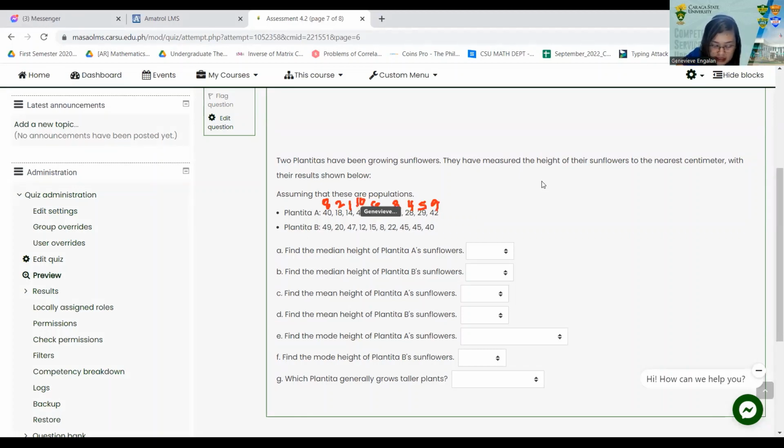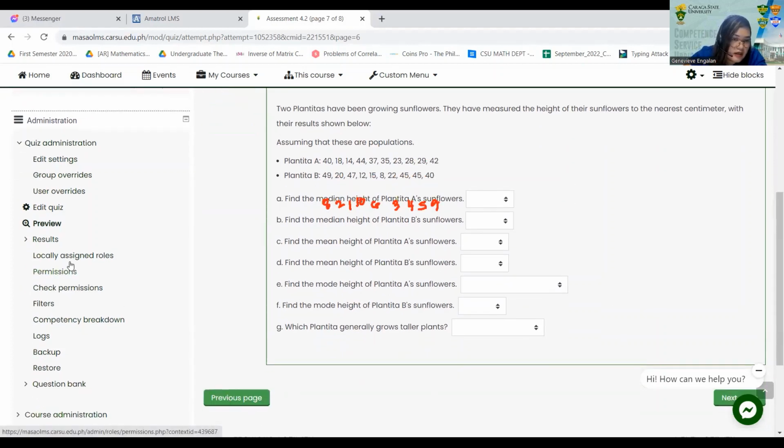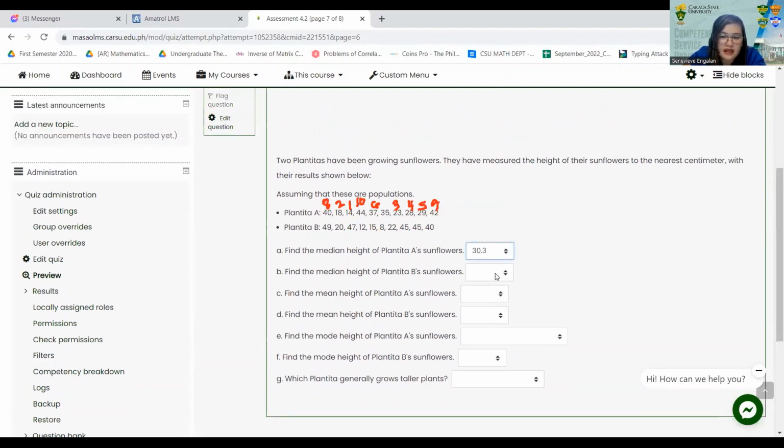So, ang median niya is in between kang ika-5 o ika-6. So, 29 plus 37 divided by 2. Sakto ba? So, the answer is 30 point. Ito na lang i-fill in. Okay, actually, that is 30.3. I think. Tapos si plantita B is ang iyahang median is si 31.